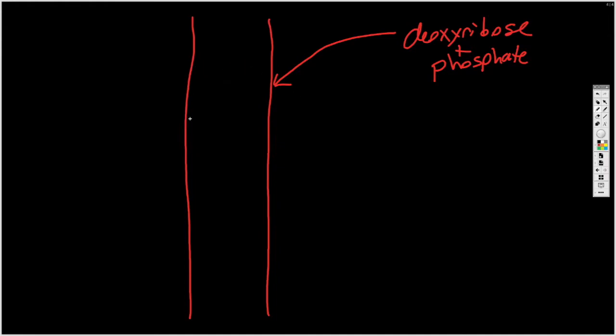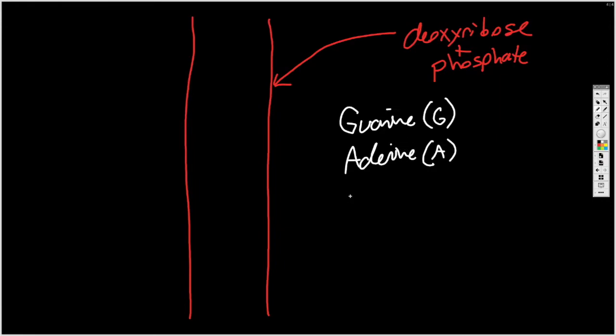Now, the components that make up the steps of the ladder are called nucleotides, or sometimes they're just called bases. And there are 4 of them. And these 4 bases are guanine, and we just call this G, adenine, we call this A, cytosine, call this C, and thymine, we call this T.